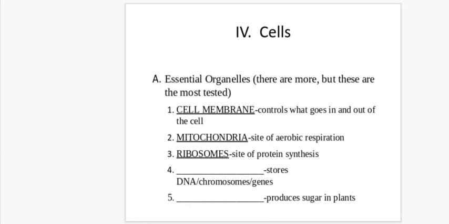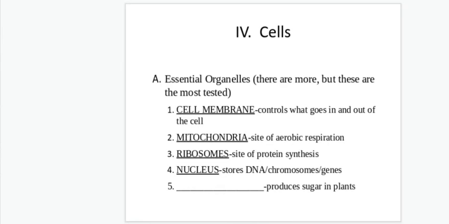Stores the DNA. It's also regulatory. That is the nucleus. The nucleus controls most of the rest of the cell by telling it what proteins to make. So the fact that it has the DNA, which is coiled up into chromosomes, which contains genes, is the way that it controls the rest of the cell. And then finally, the chloroplasts produce sugar in plants.